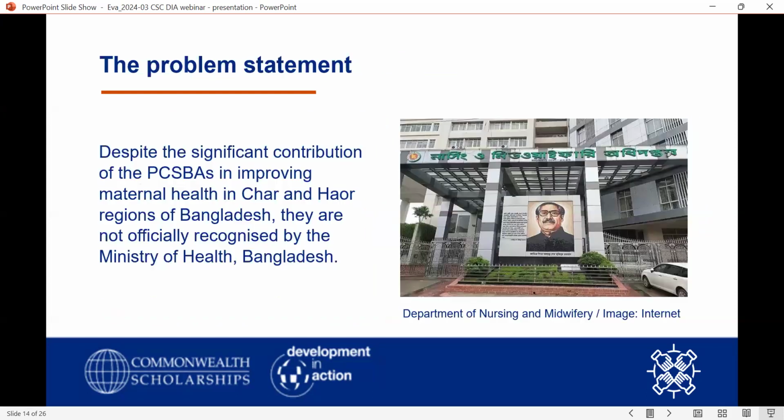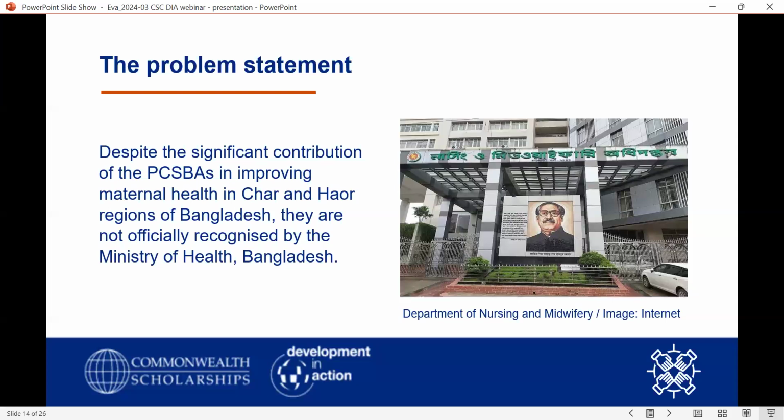But the problem is, despite their significant contribution in improving maternal health in Chor and Haur regions of Bangladesh, they are not officially recognized by the Ministry of Health of Bangladesh. This is a very sad thing that they are not recognized, but the community loves them, the community trusts them. They have already gained the trust of the community, and they are religiously providing their services.